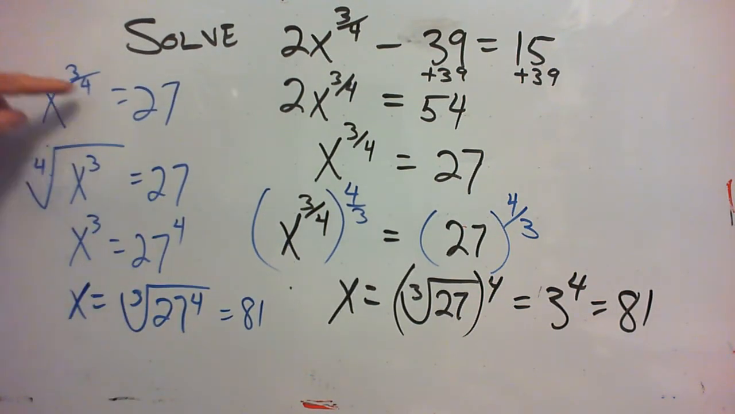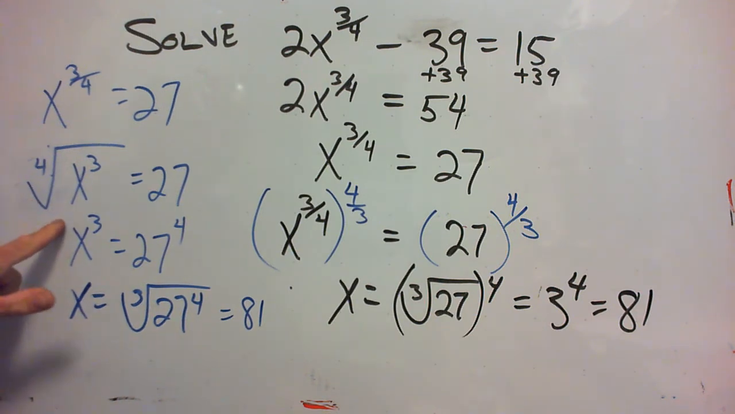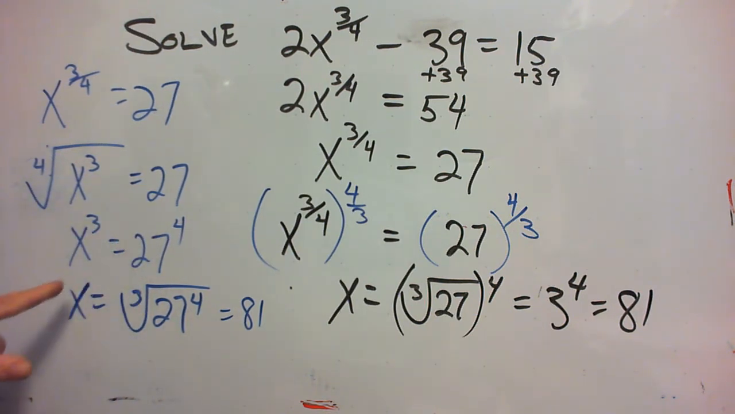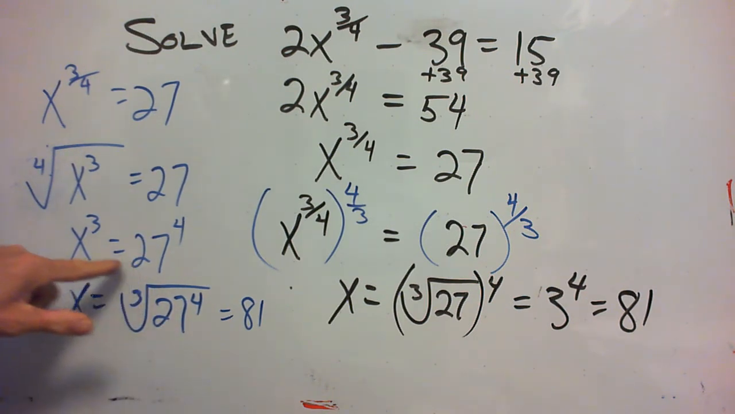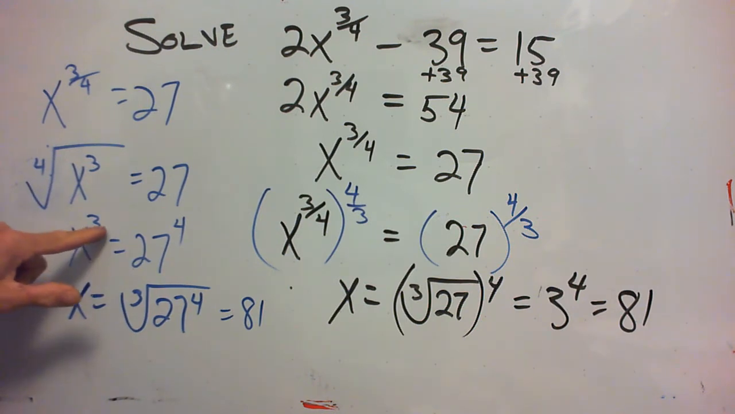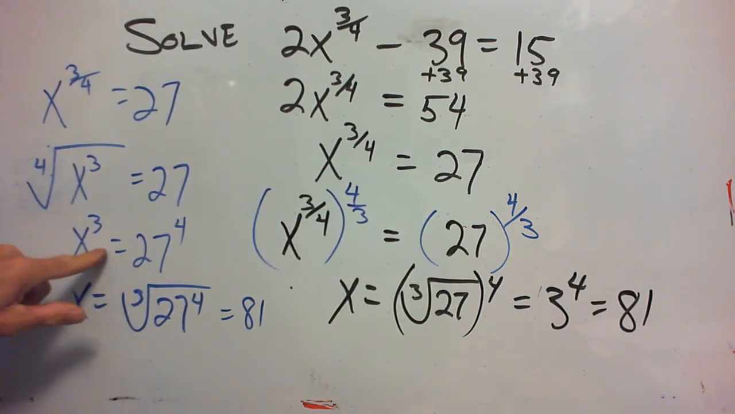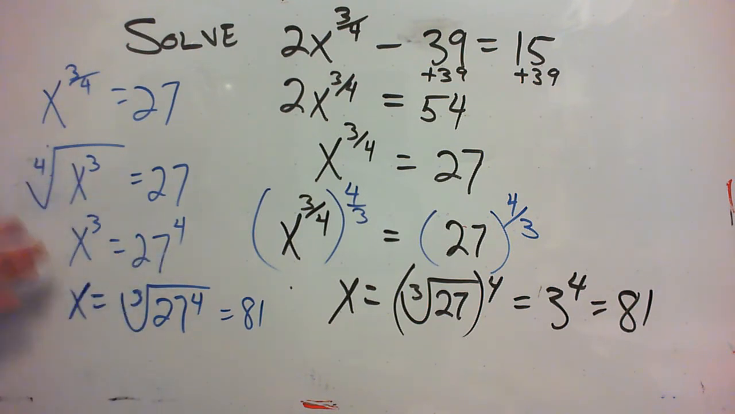And here off to the side, I show why we don't need the plus or minus. x to the 3/4 equals 27 is the same as the 4th root of x cubed. We could solve that by taking the 4th power of both sides, then taking the cube root of both sides. And we don't use the plus or minus when we use the cube root of both sides, because x cubed is positive if x is positive, and it's negative if x is negative. You don't have two opposite x's squaring out to the same value. So no plus or minus here.